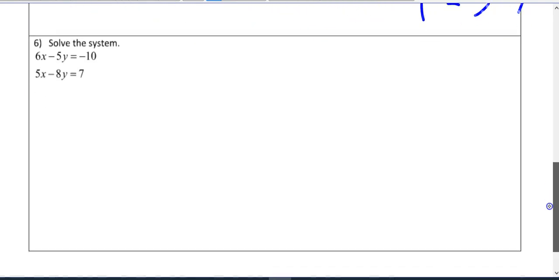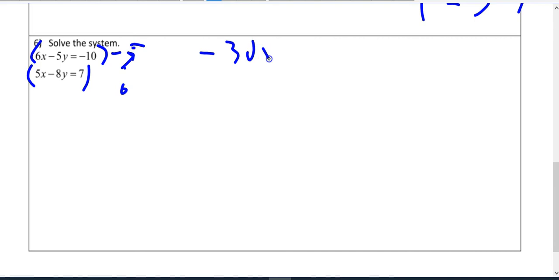Now for this one, I'm going to cancel the x's with 30 and negative 30, or the y's with 40 and negative 40. The x's are both positive, the y's are both negative, so I'm going to have to multiply one negative, one positive. So I'm just going to go with the x's. So 5 here and 6 here. And then just pick which one you want to make negative. It doesn't matter. All right? So we'll multiply by negative 5.